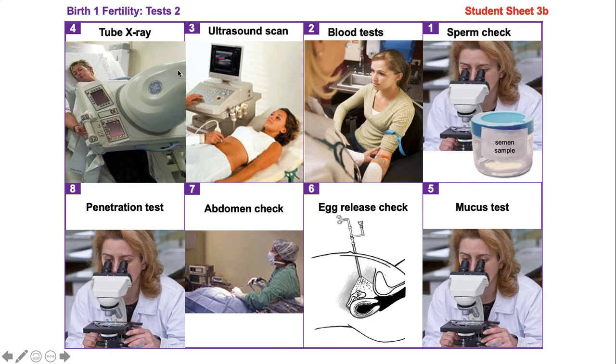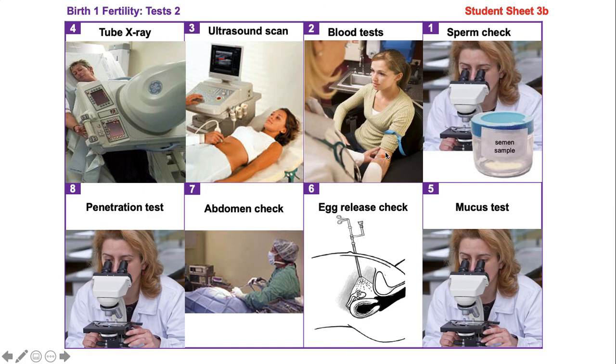So let's have a look at these tests. So they can have a tube x-ray. Chloe will have an x-ray and look at her oviducts to see if there's a blockage. Can the egg cell not get out of the ovaries? Is that the problem? They'll have an ultrasound scan of the actual uterus. Is there something wrong with the uterus, which means that the egg cell couldn't implant? Is there damage to the uterus? Is there some scarring inside it? Has it been infected?